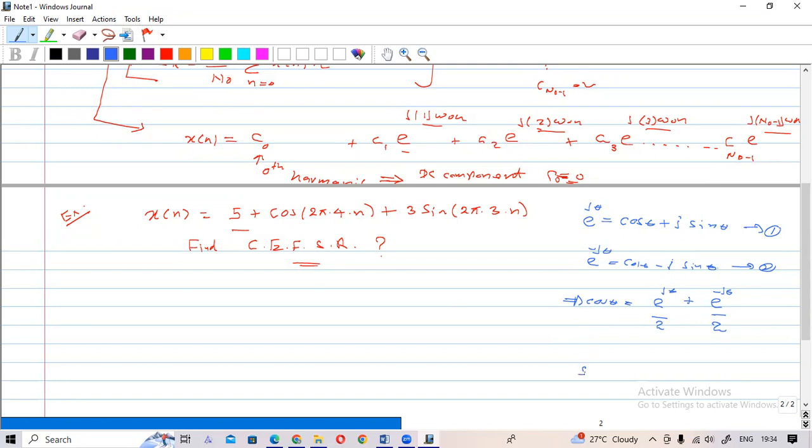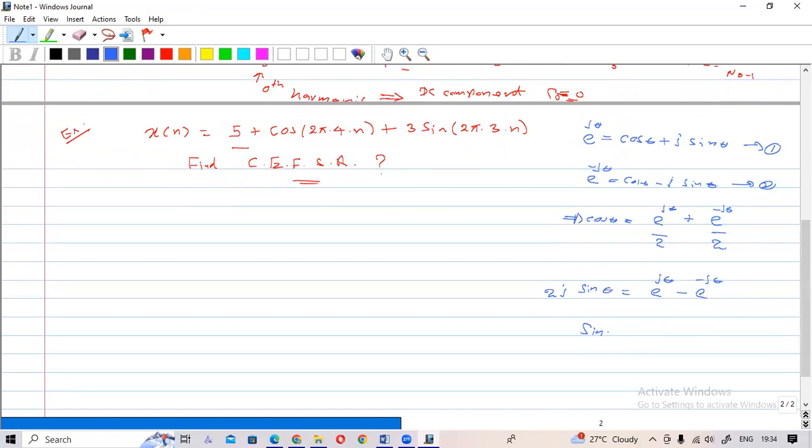In the same manner, sine theta also you can represent like this. What you have to do is subtract 2 from this one. So if you get 1 minus 2, this cos theta cancels, j sine theta minus minus j sine theta. Minus minus means plus, so it will be j sine theta plus j sine theta, so it will be 2j sine theta. 2j sine theta is equal to e^(j theta) minus e^(-j theta).